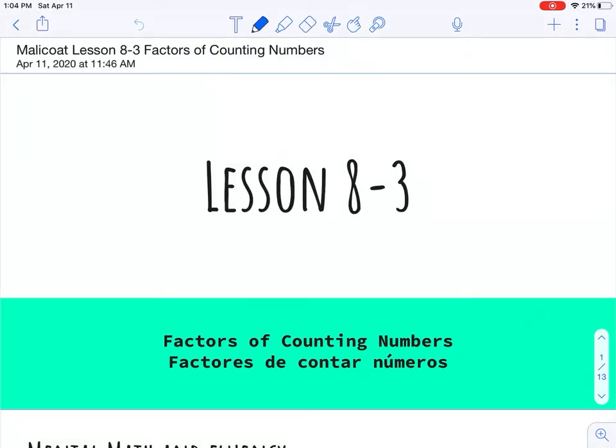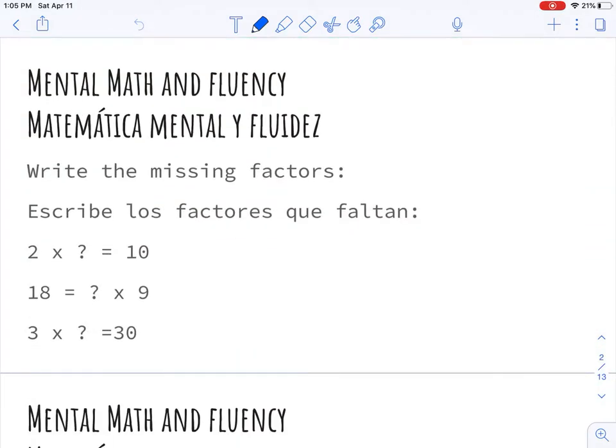Today we are moving into lesson 8.3, which is about factors of counting numbers. Factors is a word that you should be familiar with, so thinking about that as we're moving into today's lesson will be important. All right, let's start with mental math.